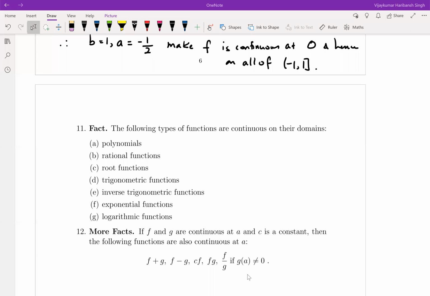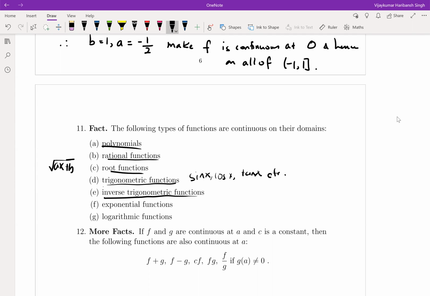So the following functions are continuous on their domain. For example, polynomial functions are continuous on their domain. We already saw rational functions are continuous on their domain. Root functions like square root of a plus x, or say ax plus b, and so on. Trigonometric functions like sine, cosine, tan, etc. are continuous on the domain.